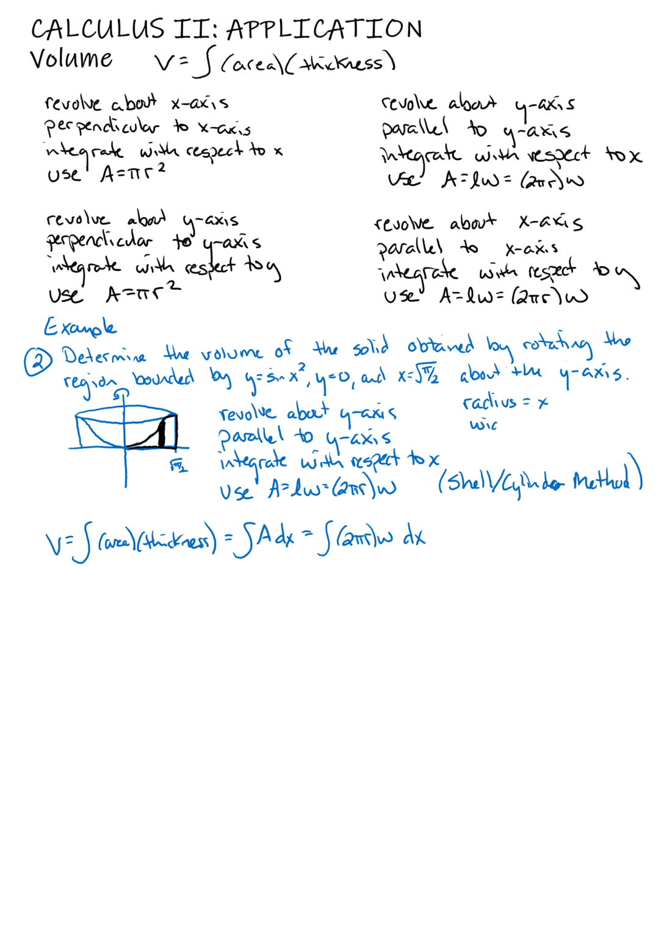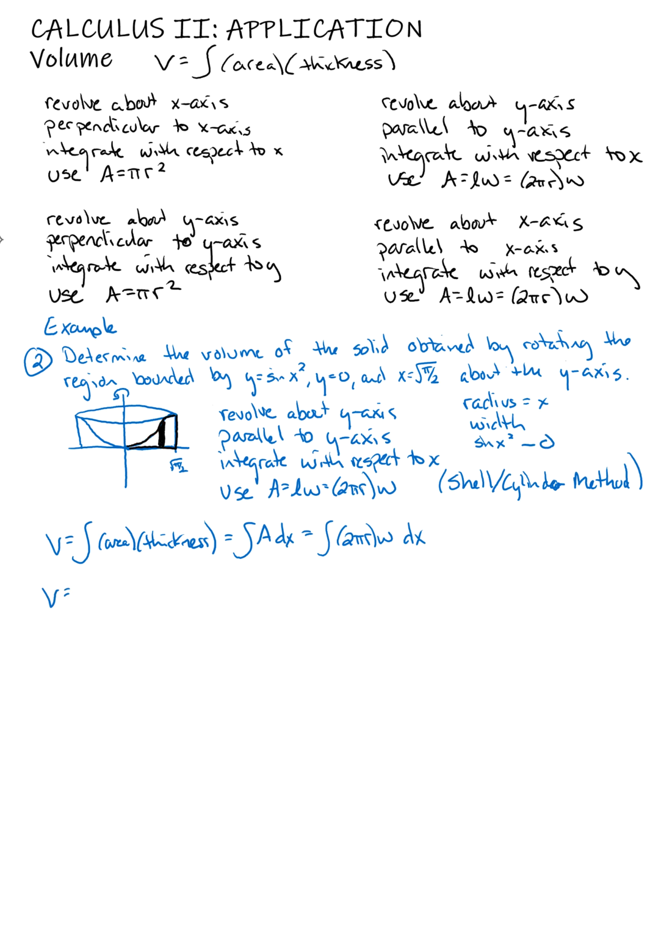What about the width? Now the width is going to be the width of our little piece that we've selected to analyze, and that is the difference of the two functions. So our width in this situation would be the top function minus this bottom function. So that's sine of x squared minus 0, which is really just sine of x squared.